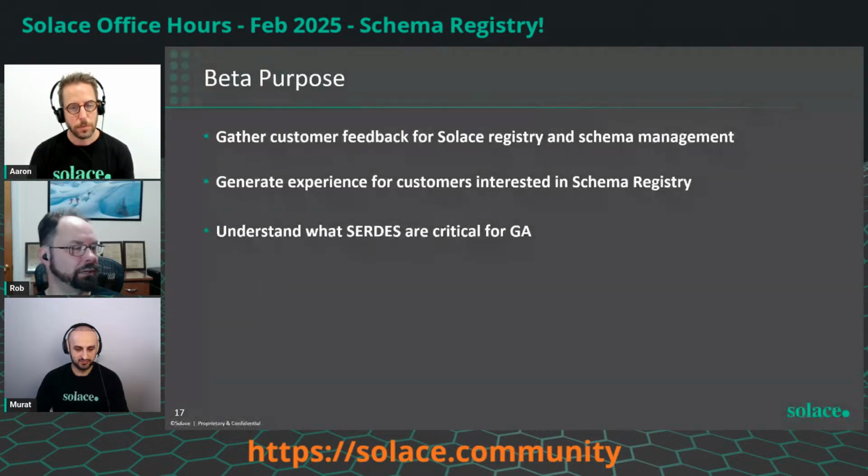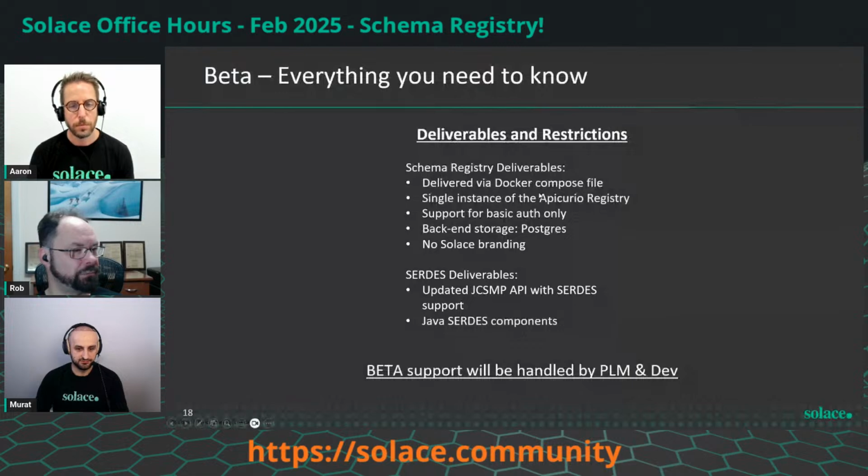So what we provide right now is a single instance of the Apicurio registry. It's delivered by a Docker Compose file and does have all the integrations to be able to do basic auth. It has a Postgres database integrated for backend storage. It's no Solace branding or anything to it. It's completely an open source schema registry for you to test out our SERDES against.